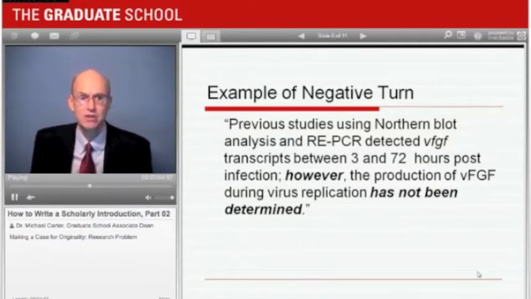And what's interesting is that you can shape a research problem in the form of a question. In this case, it would be, how is VFGF produced during virus replication? And this is the question that the research is supposed to answer. And when readers read the research problem, stated in this way with a negative turn, they know what to expect about the research, what it is going to solve.